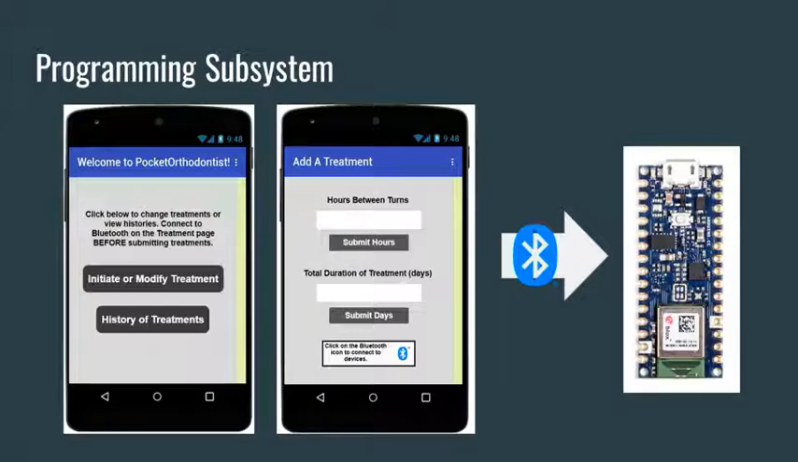These are the two metrics that determine treatment, time between turns and total duration, and are transmitted to the Arduino BLE chip via Bluetooth. These variables then run the code that is internal to the Arduino chip unless a new treatment is transmitted, and then those new variables supersede the old ones, and so on and so forth.